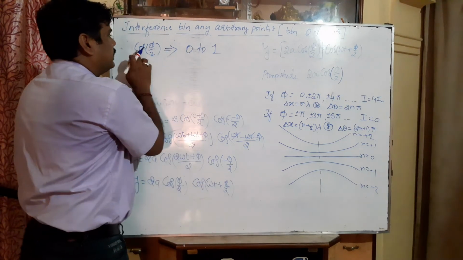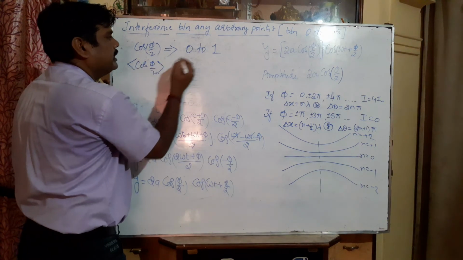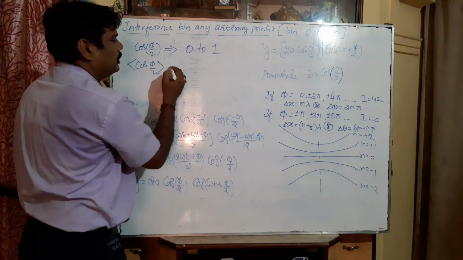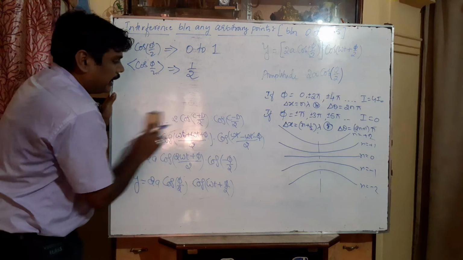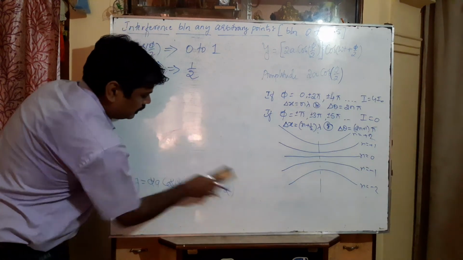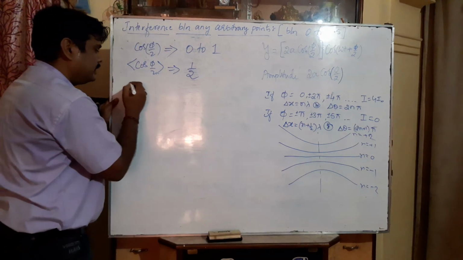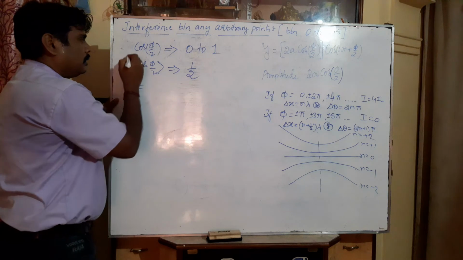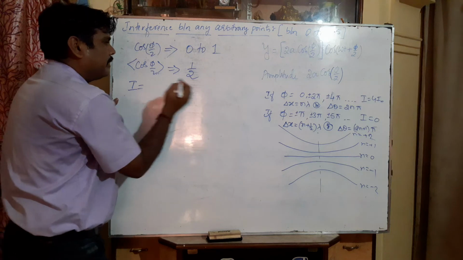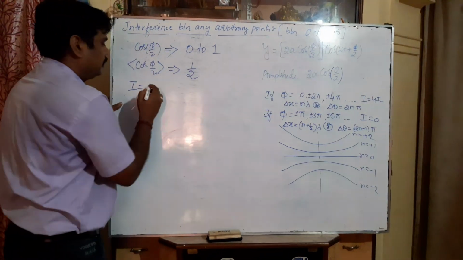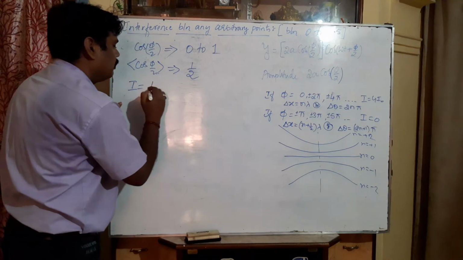That's why if I take the average value of cos phi by 2, it means 0 plus 1 divided by 2, which is equal to half. Now is it clear? While taking any arbitrary position, one should take the average value of this to get the intensity. So I is equal to, while taking the average value, 2a is already there, 2a squared, it means 4I naught.